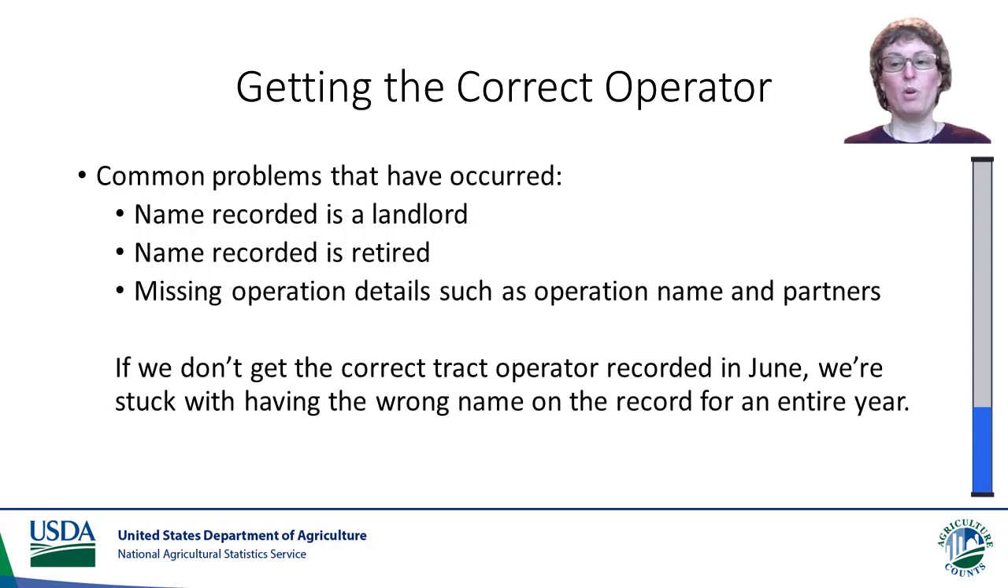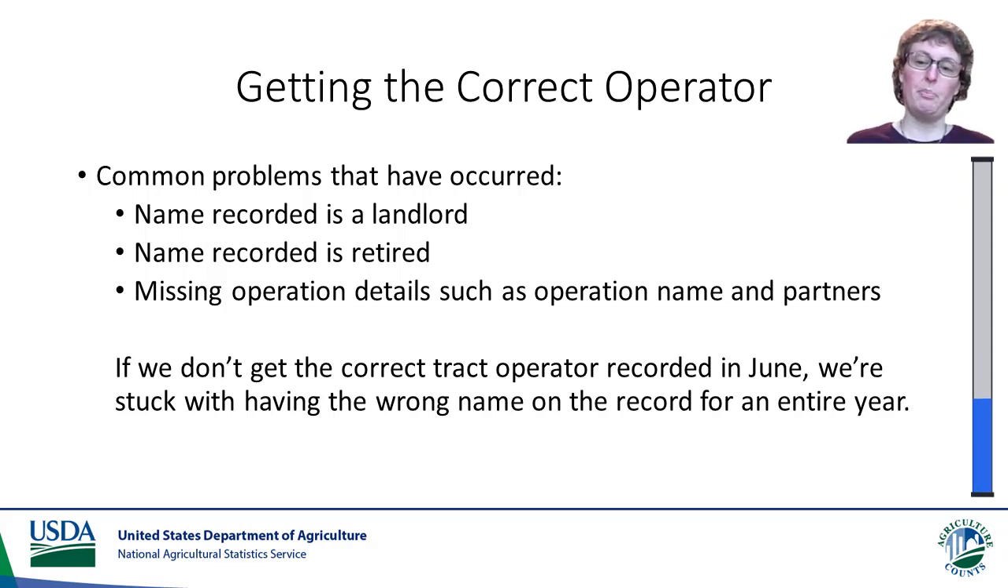If we record the wrong names for a tract, we're stuck with the wrong name on the record for an entire year. Here are some examples that have occurred in the past due to poor name recording. Perhaps the tract operator that was identified was actually a landlord or is a retired farmer whose land is operated by someone else who is on the list.